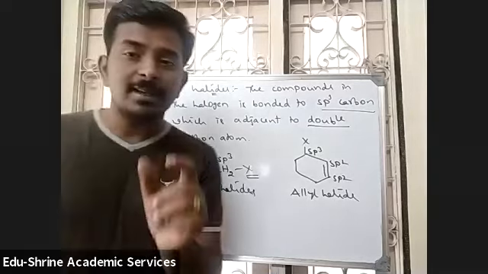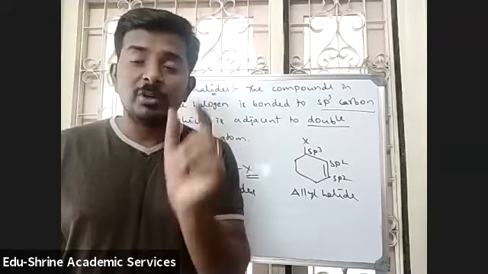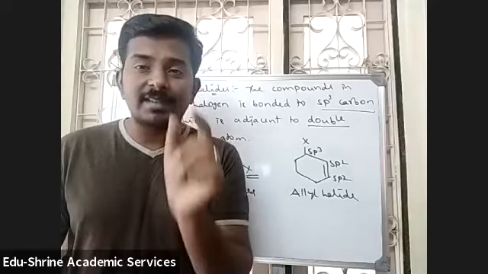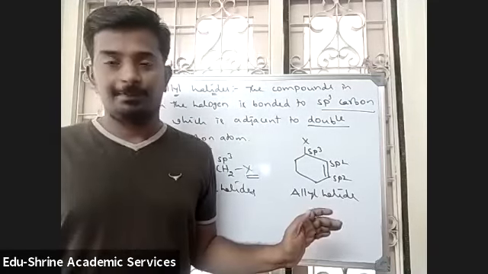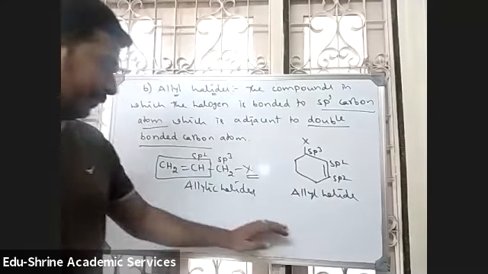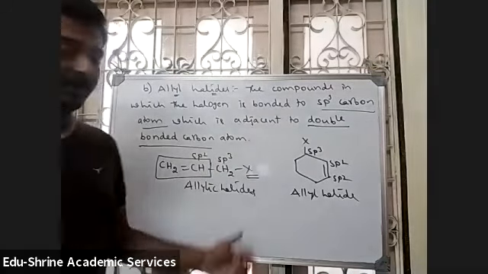See, the first thing is that immediately after seeing the compound, you must be in a position to identify whether it is alkyl or allyl or benzyl or aryl. We are going to discuss all those names. That is the basic thing. So these are called allyl halides.